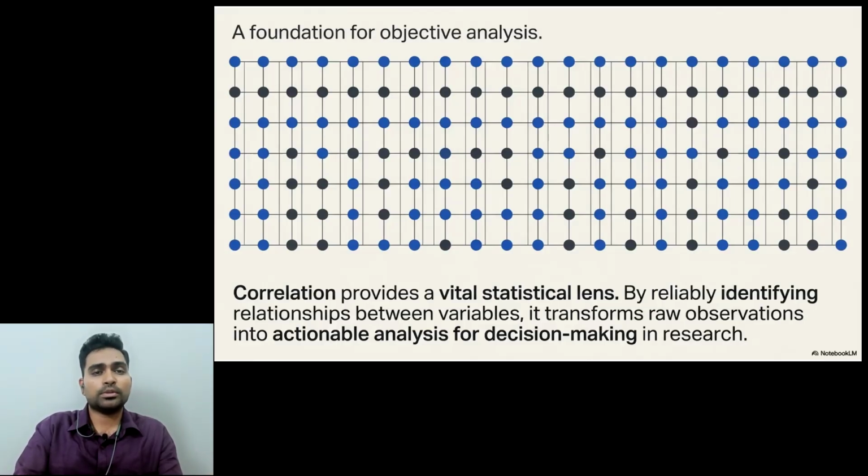I hope that was clear regarding correlation. So, for the relationship between two variables, two things, never ever forget the degree and the direction of that relationship.